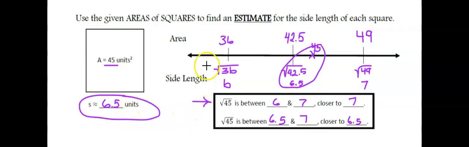So first I would just narrow it down to get an estimate to the nearest whole number, and then from there break it down even further and get a better estimate, which would be 6.5. That's how we do that. We're going to do a few more to practice, because that does take some practice and some looking at different dimensions and getting used to the process.